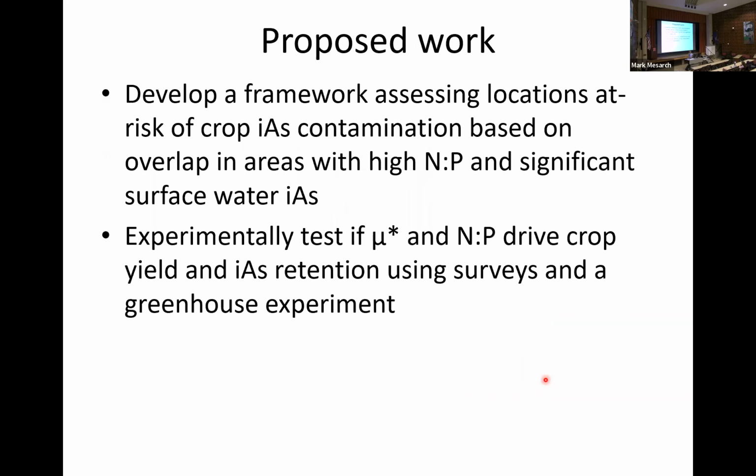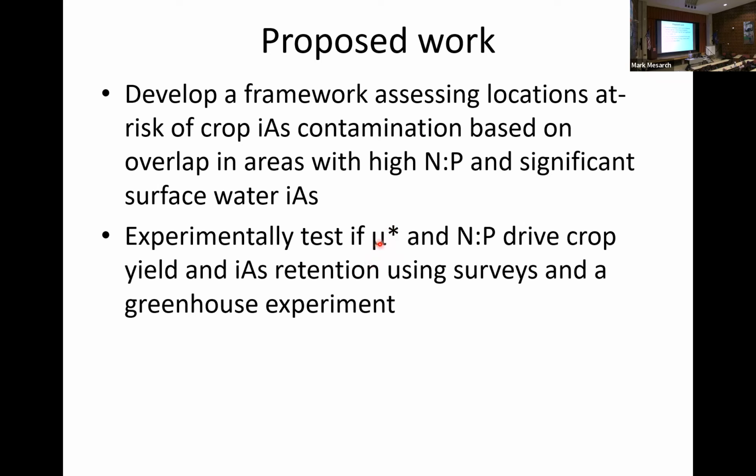So one of the projects that I would like to work on, I have a proposal written and plan to submit it at some point, would be to develop a framework assessing locations at risk of crop arsenic contamination based on overlap in high nitrogen to phosphorus and significant surface water arsenic. To do that, I would leverage public surface and groundwater nutrient databases in tandem with extensive collated literature on arsenic concentration. And also, I would like to experimentally test using a series of both field surveys and greenhouse experiments.